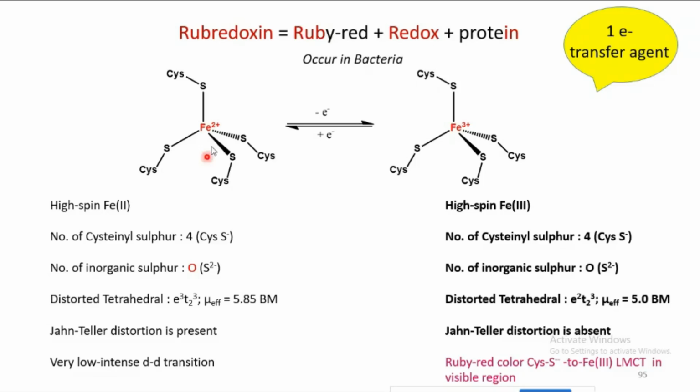If you are seeing, the geometry is distorted tetrahedral. Why is the geometry distorted tetrahedral? Even though we have 4 cysteine sulfur, we are expecting the ideal tetrahedral arrangement. Why is it not having the ideal tetrahedral arrangement? What is the driving force for the distortion in the geometry?